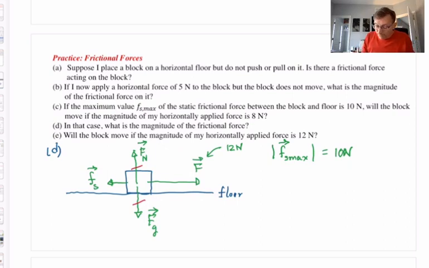Okay, well, if my applied force is a magnitude of 12 newtons, to keep the block at rest, I would need an F static of 12 newtons. But the most I can get, Fs max, is 10 newtons. So if you need an F static more than Fs max, you can't get it. If you can't get an F static of 12 newtons, there's no doubt the applied force is going to be bigger than the frictional force, and the block is going to slip, in this case, to the right.